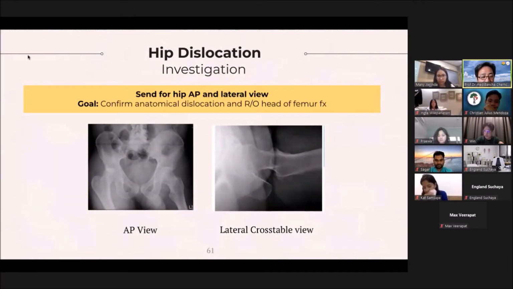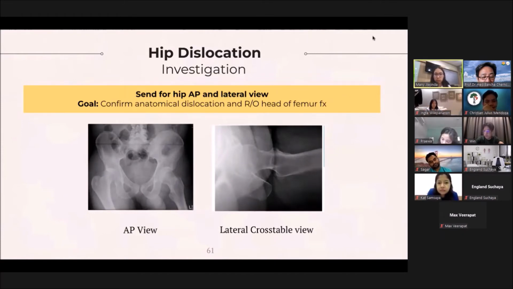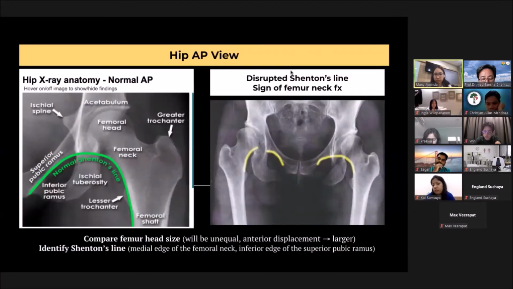Next. And for investigation that you can send, I think it's only 2 X-ray views: AP view and lateral cross table. The point of sending these, as I mentioned earlier, is that you can already tell from physical examination and hypothesize what type of dislocation the patient has. So X-ray is just to confirm the anatomical dislocation, but you're also trying to rule out associated factors, because management will be different if there's a fracture.